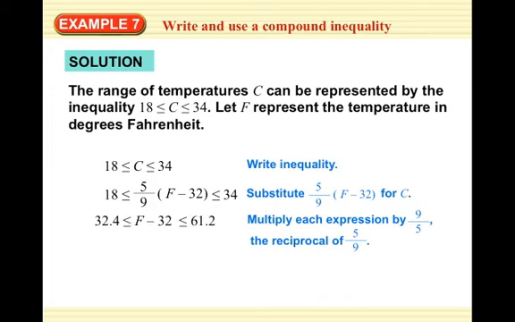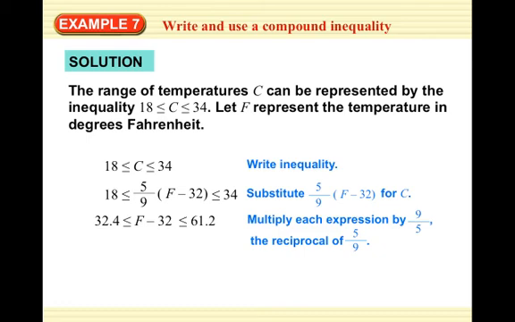So 9/5 times 18 gives us 32.4, less than or equal to the 9/5 canceled with the 5/9, and so we're left with just F minus 32, is less than or equal to 34 times 9/5 is 61.2. If you want to pause and double check this with your calculator, that would be a good idea, just so that you can convince yourself that 18 times 9/5 is 32.4 and 34 times 9/5 is 61.2. Okay, that was the hard part.